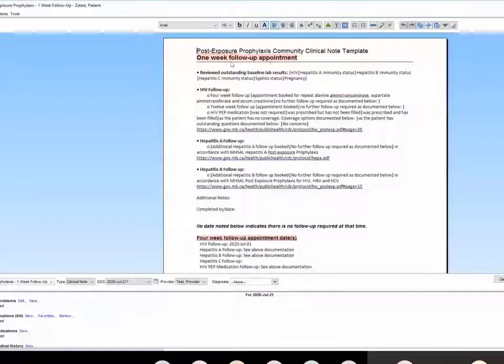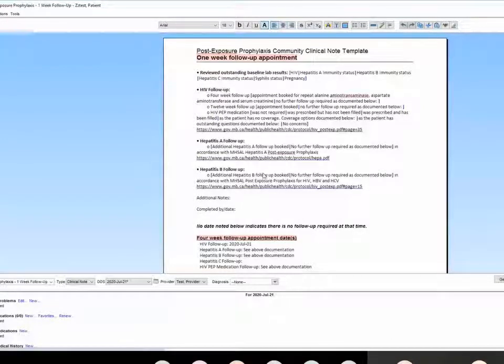So here's the 1-week follow-up appointment clinical note template. You want to ensure that you've reviewed any outstanding lab results, and you have your pick list here of all the ones that you've been able to review. For your HIV follow-up, we need to ensure that the 4-week follow-up appointment has been booked. For repeat LFTs, if they've been started, or if they haven't been started, there's no follow-up required. Similarly, for the 12-week follow-up, that the appointment was booked or no further follow-up required as per the guidelines, and the medication either was required, or was prescribed but not filled, and then the discussion that accompanies that.